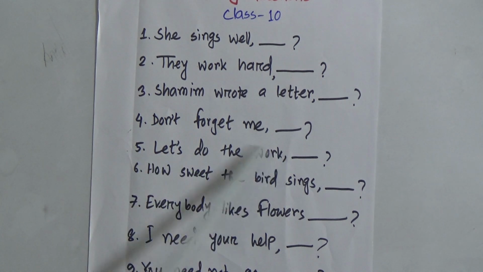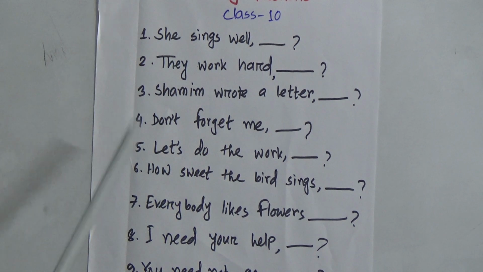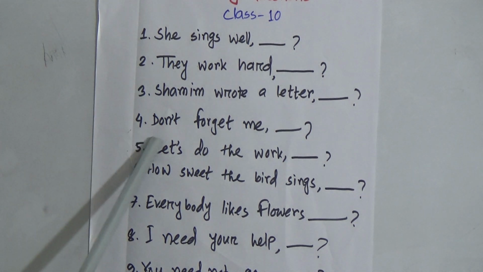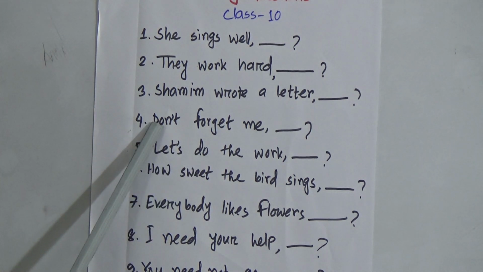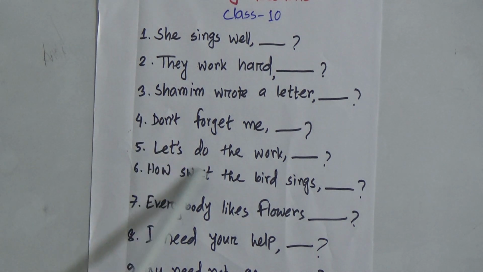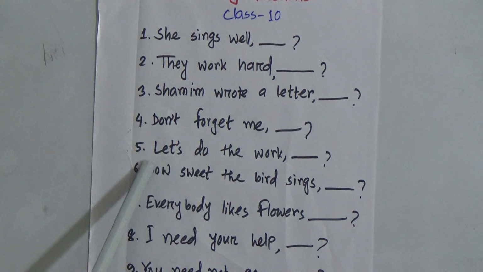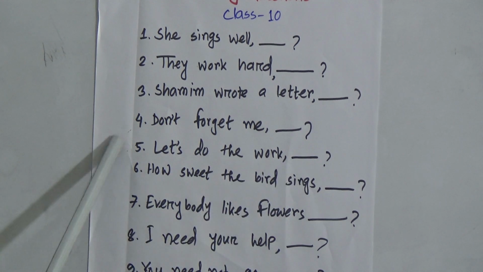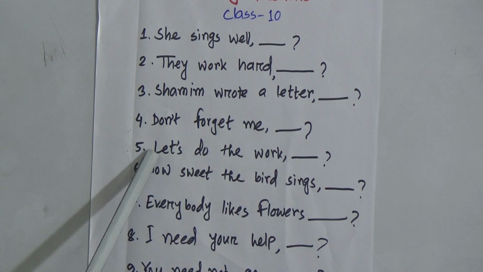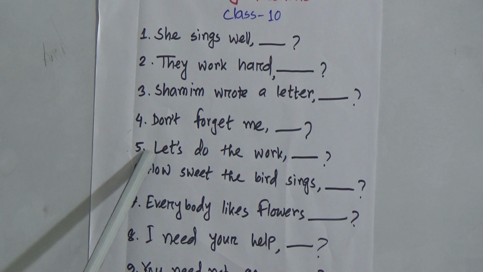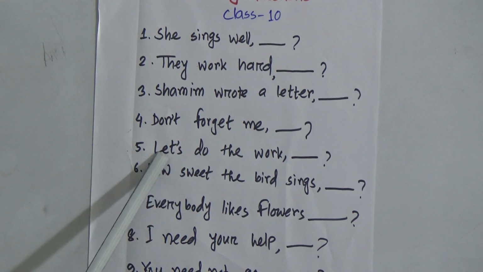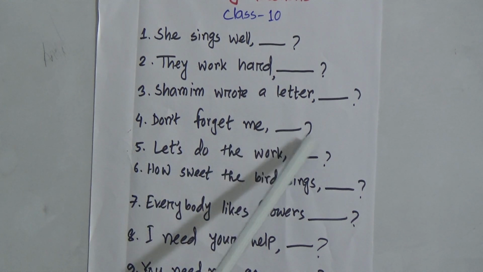Let's do the work. That means let's means let us. That means I am also included here. So for these two examples, similarly here shall or will comes. Although here let us means I am also included, so its answer would be shall we.